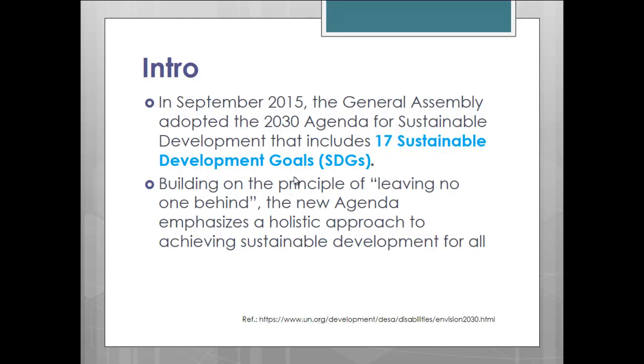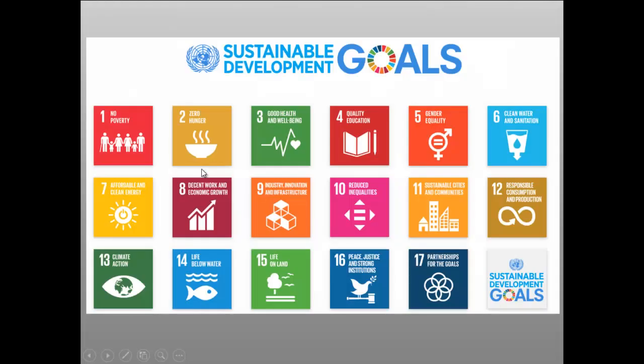In September 2015, the General Assembly of United Nations adopted the 2030 Agenda for Sustainable Development that included 17 Sustainable Development Goals. This is the thing that we are going to touch upon. This is built on the principle of leaving no one behind. The new agenda emphasizes a holistic approach to achieving sustainable development for everyone. These are the 17 Sustainable Development Goals.